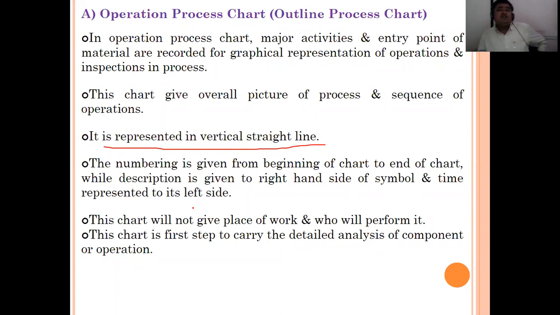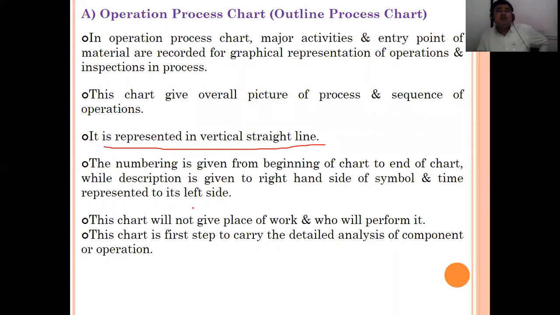The description is given at the right hand side of the symbol. So the right hand side of the symbol is just facing, turning, whichever operation is there. If I make a circle and write one, what is the first operation I should know? So here you just write the name of that operation, to the right of the symbol. Time is represented on the left hand side. This is the very important part that we have missed till now. How much time is required for that operation?